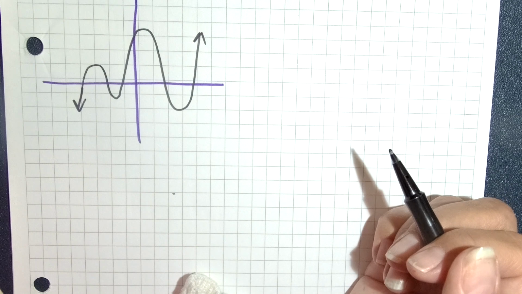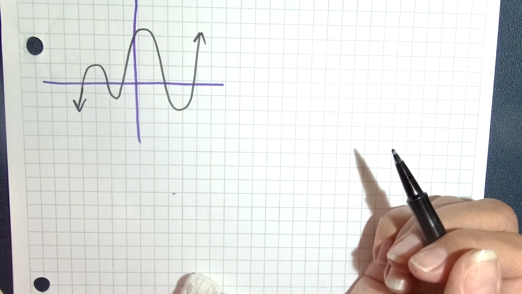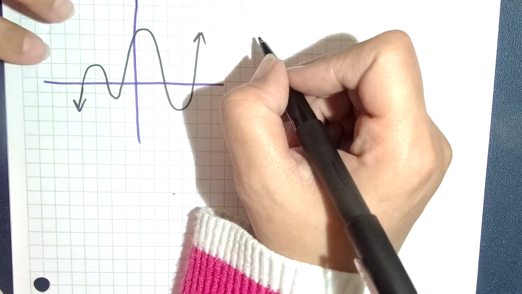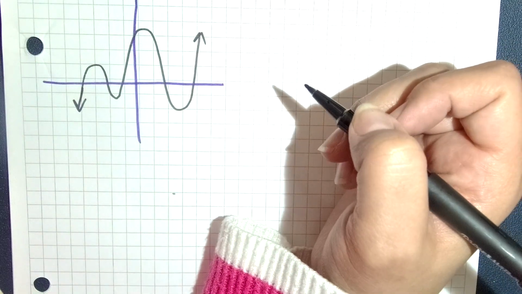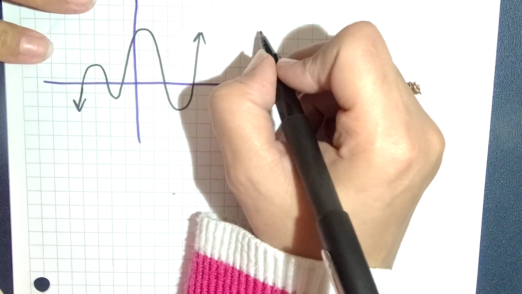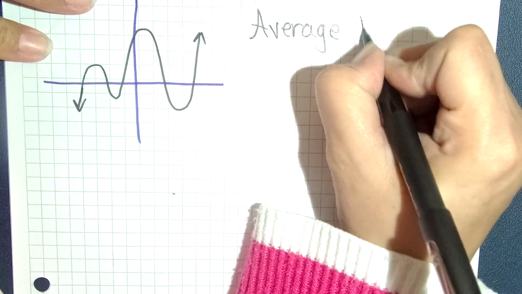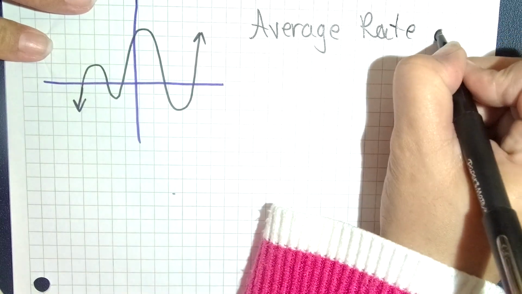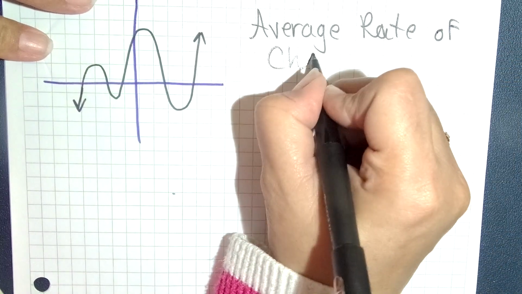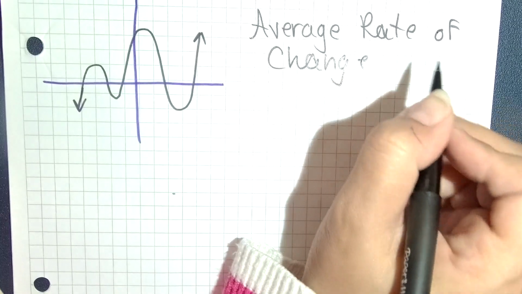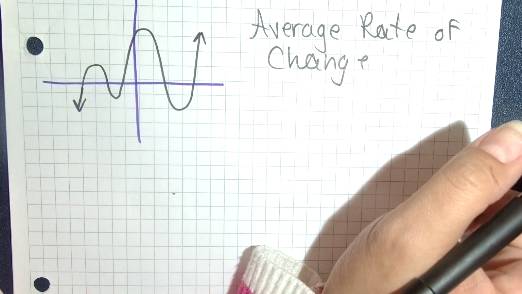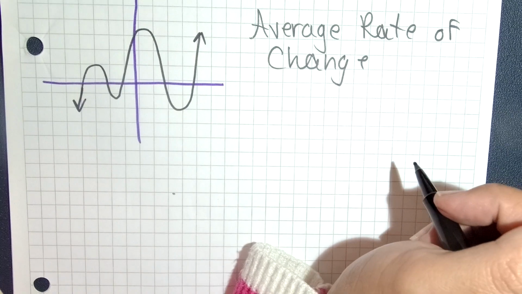We're looking for the difference, the change, or the average rate of change between two things. So in calculus, when we're doing the slope, in quotes, we are actually looking for the average rate of change. We're looking for the average rate of change.